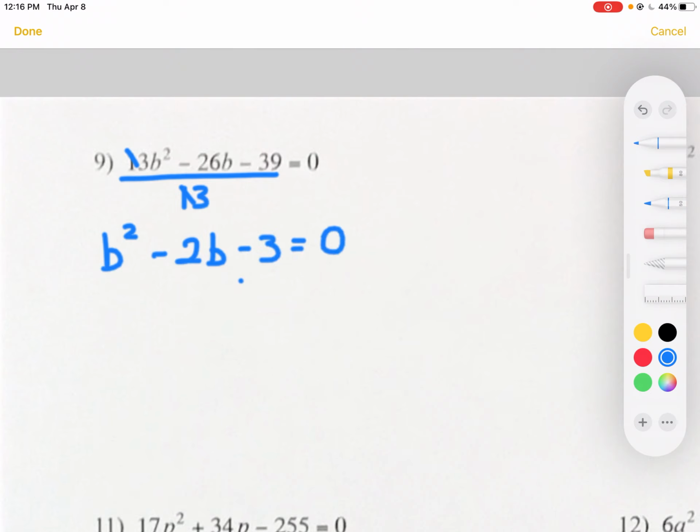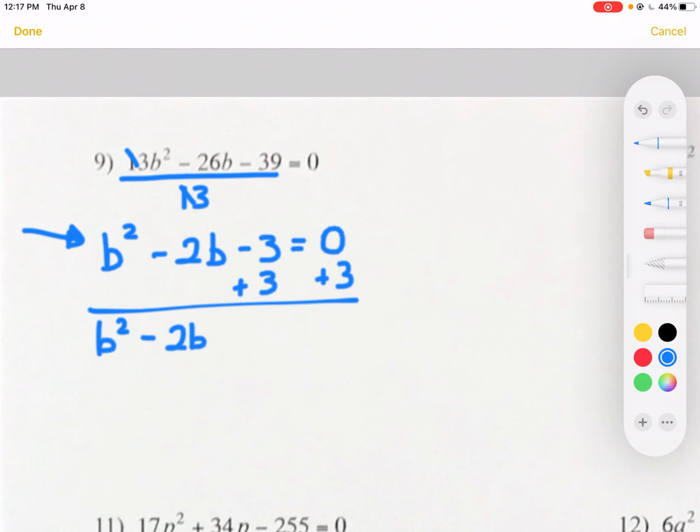Then I want to move my 3 to the right side. Okay, so once you get to this point, it's just like what we did yesterday, just like what you did on the first 8 today. So this is going to be b squared minus 2b plus our blank equals 3 plus our blank. So then I'm going to cut this in half, which gives me negative 1. And then I'm going to square it, which gives us positive 1. That's what goes in both blanks.